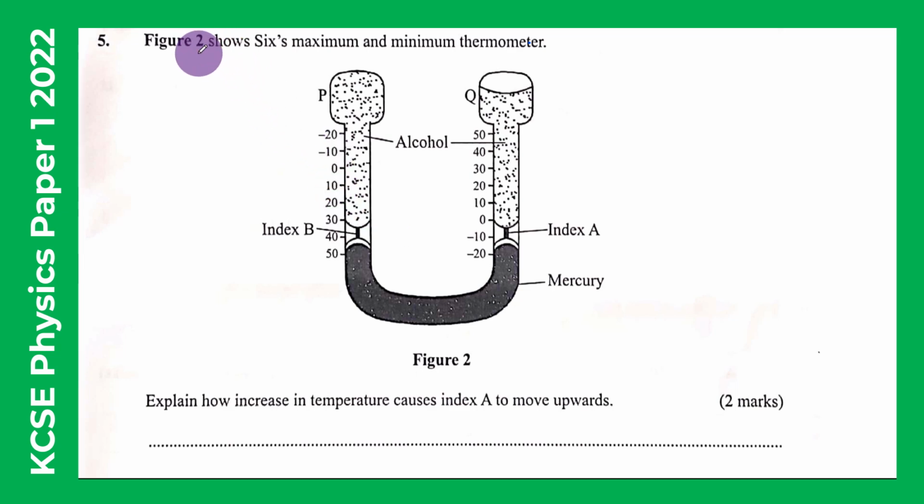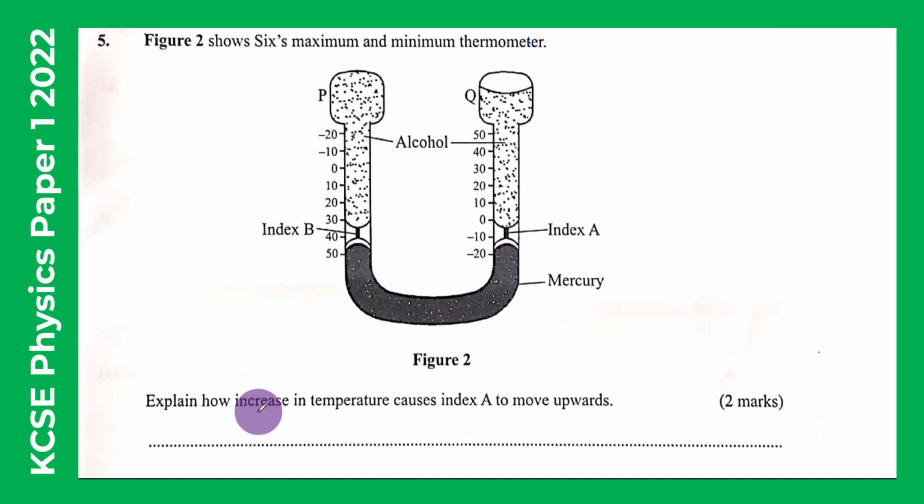Now, question number 5, we are told that figure 2 shows Six's maximum and minimum thermometer. Explain how increase in temperature causes index A to move upwards. Now, this is basically what happens. A maximum and minimum thermometer is a thermometer which measures the minimum temperature of a given duration of time, as well as the maximum temperature in the same duration of time. Say, for example, in a week, we want to know what was the maximum temperature ever reached and what was the minimum temperature ever reached.